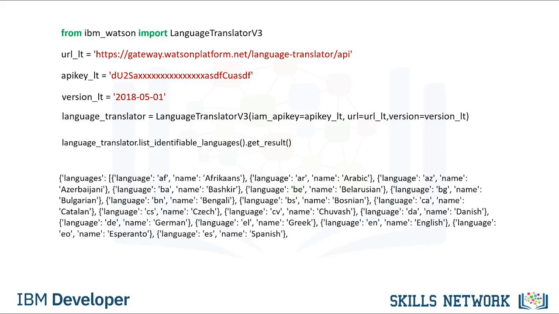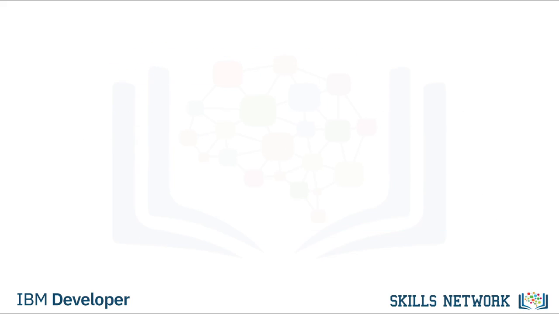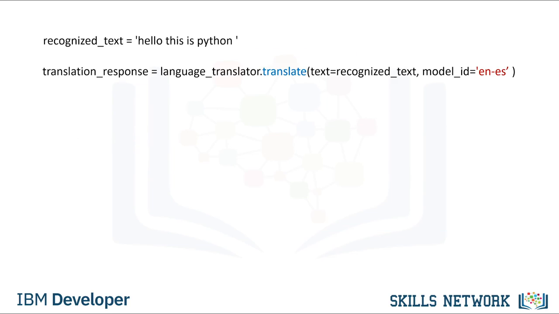We can get a list of the languages that the service can identify as follows. The method returns the language code. For example, English has a symbol EN, and Spanish has the symbol ES. In the last section, we assigned the transcribed text to the variable recognized_text. We can use the method translate. This will translate the text.